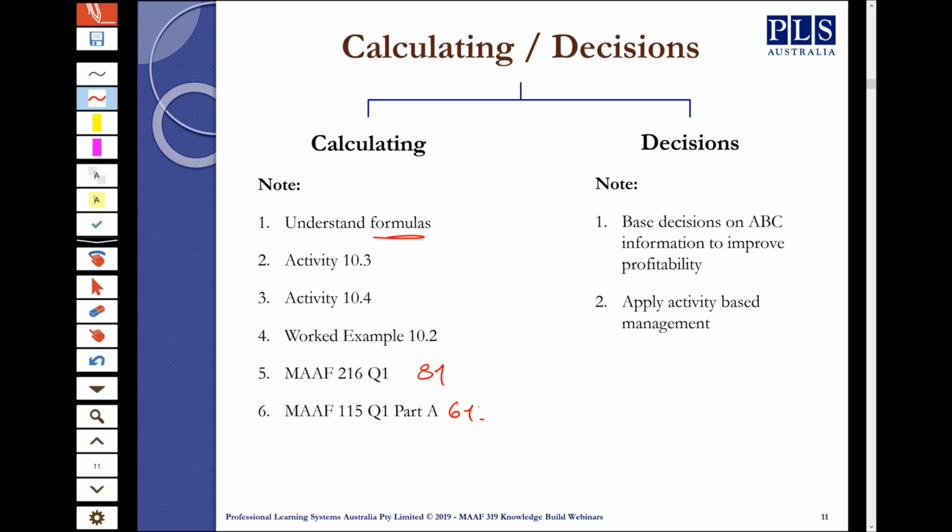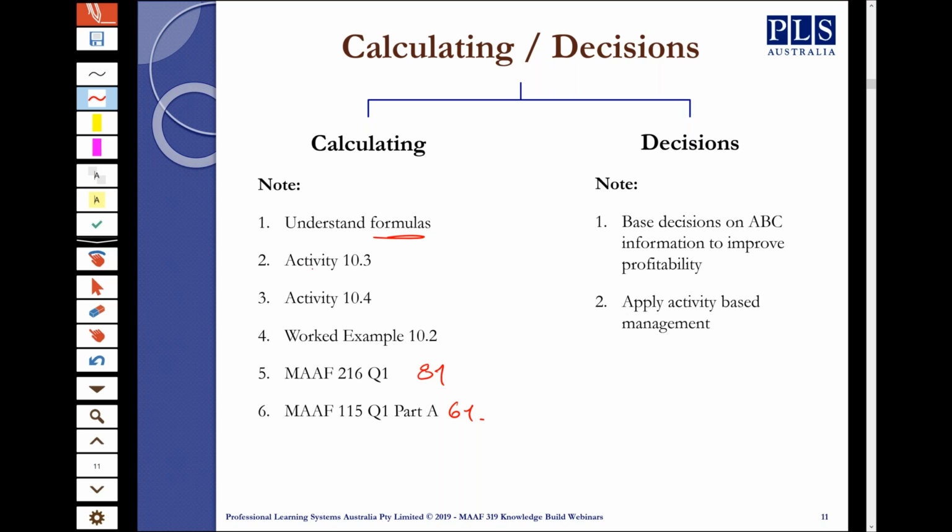That gives you a basic idea. You'll find in turn, once you've done your calculations, you need to base your decisions on the activity-based costing information to improve your profitability. So you take the information that you've gathered and look to take actions.